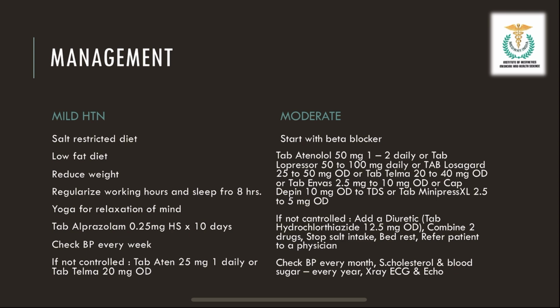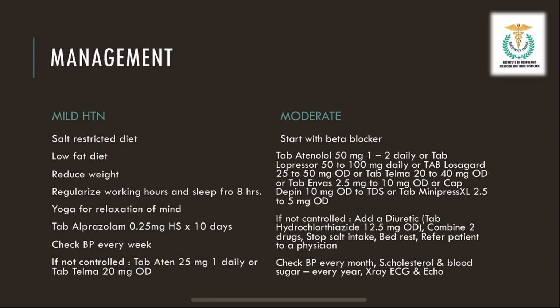In case of moderate hypertension cases, where the systolic blood pressure will be between 140 to 160 and diastolic will be 90 to 100 mmHg, you can start with a beta blocker or angiotensin 2 antagonist or ACE inhibitor or calcium channel blocker or alpha blocker. For example, you can advise tab atenolol 50 mg 1 to 2 daily, avoid if bronchospasm, or tab lopressor 50 to 100 mg daily. It is a beta blocker. And or you can advise tab losartan 25 to 50 mg OD, or tab Telma 20 to 40 mg OD, telmisartan.